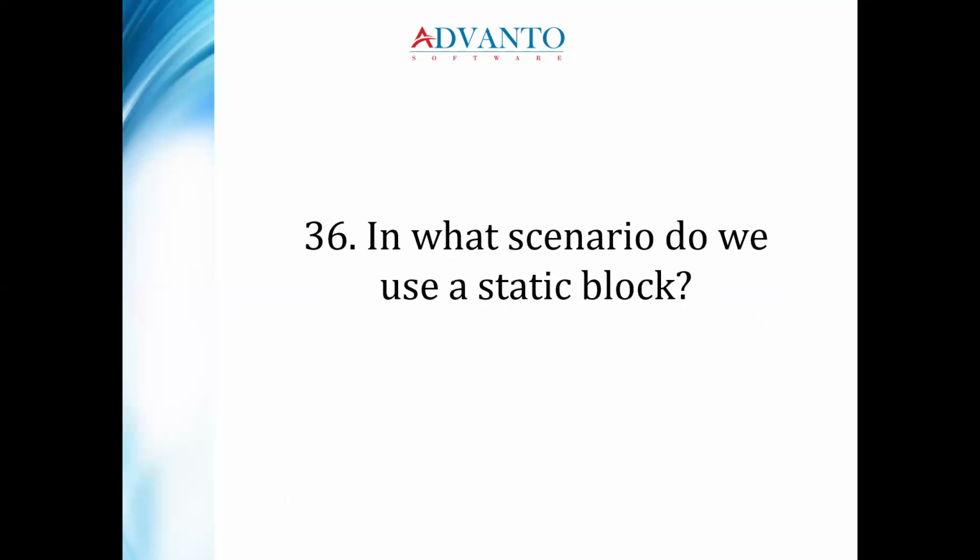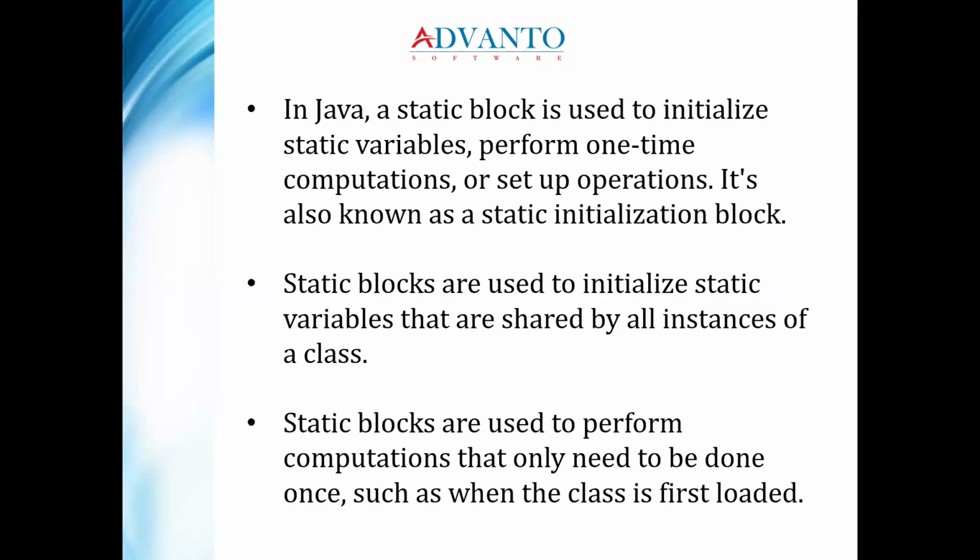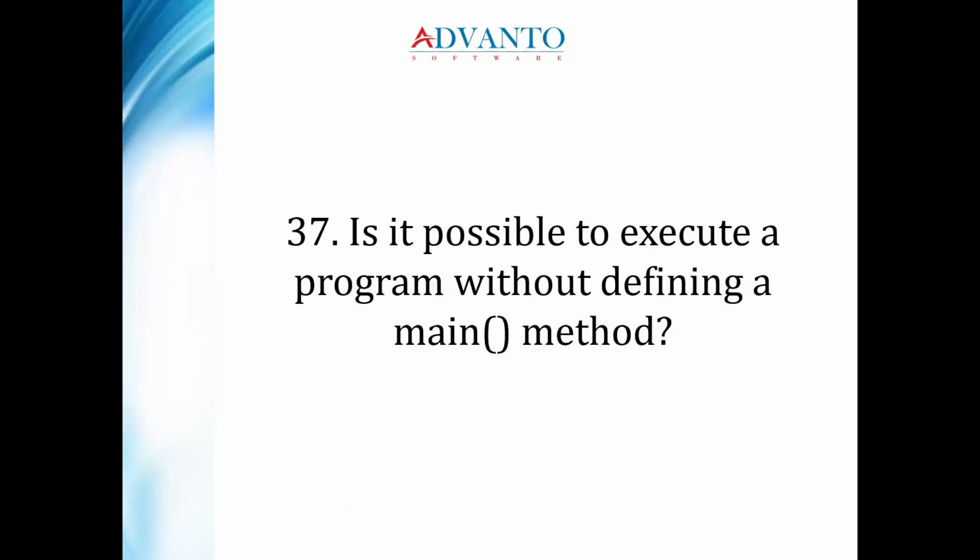Next, in what scenario do we use a static block? In Java, a static block is used to initialize static variables, perform one-time computations, or set up operations. It is also known as a static initialization block. Static blocks are used to initialize static variables that are shared by all instances of a class. Static blocks are used to perform computations that only need to be done once, such as when the class is first loaded.